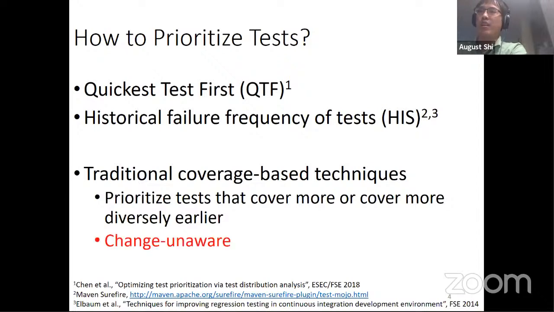And this way of doing coverage-based test case prioritization is typically rather change-unaware, where the idea is that we spend this time collecting the coverage on one version and get a nice order there, and then use that order for many versions in the future.